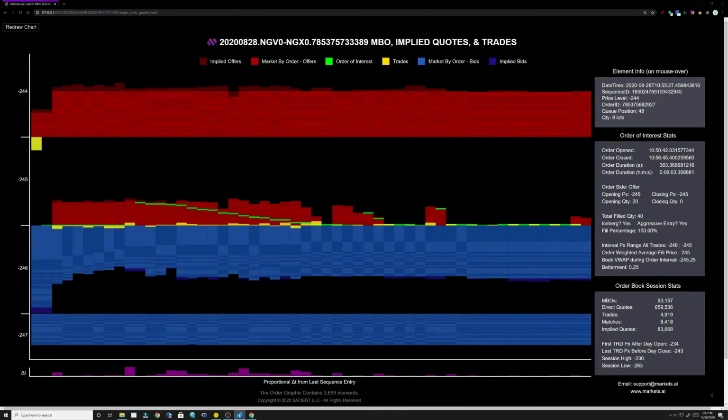Now, this order of interest is my favorite of all time because it was my first. It's the first time that I was actually graphically able to interpret an order, and I picked this one.